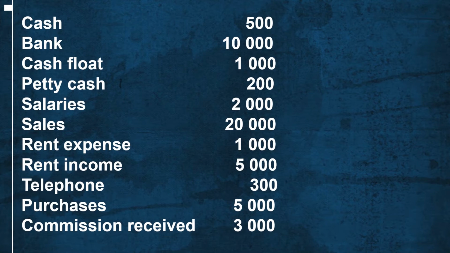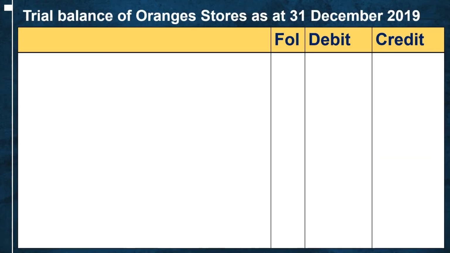Let us then prepare the trial balance from the above given information. Firstly, let us draw the columns of the trial balance, namely folio column, debit column, and credit column. Secondly, let us write down the heading of the trial balance, which is the trial balance of Orange Stalls as at 31st December 2019. Thirdly, let us plot in the accounts from the given balances into the trial balance.